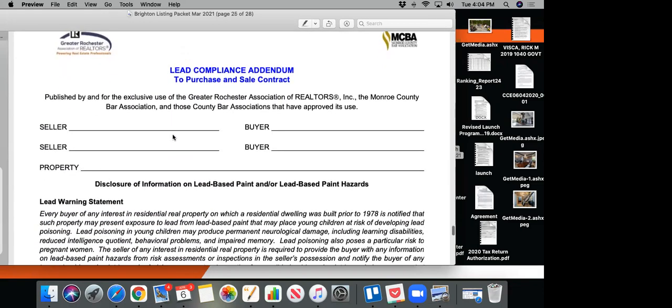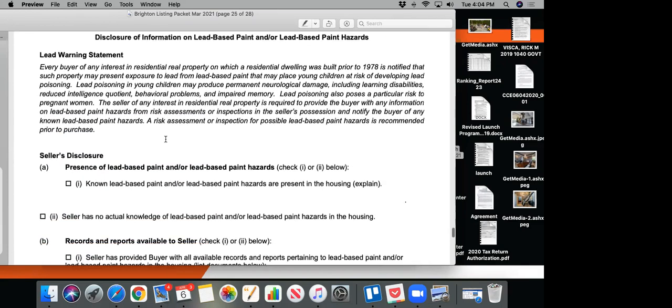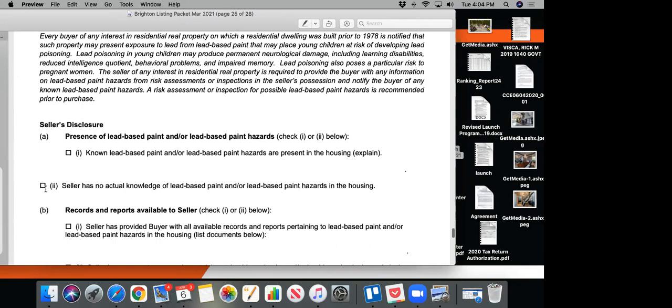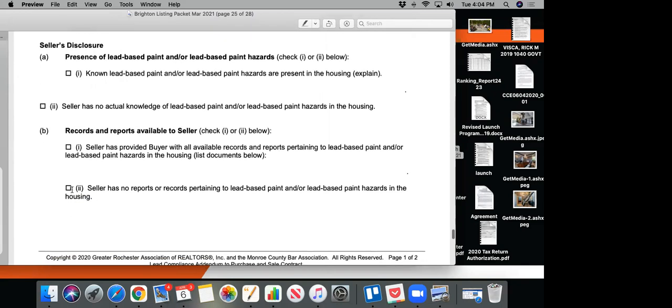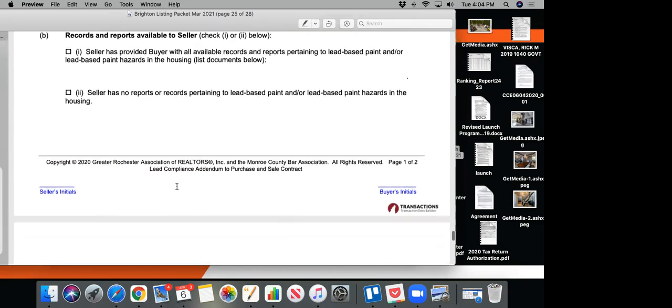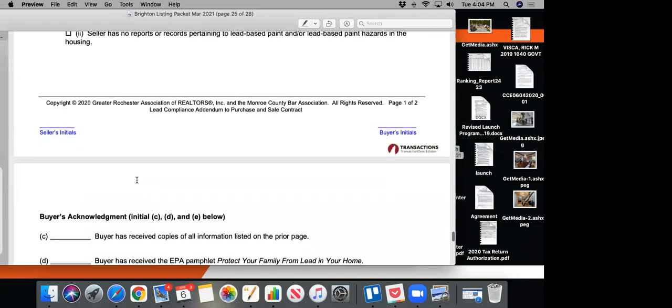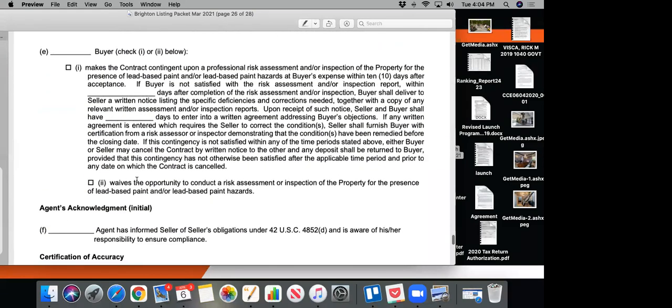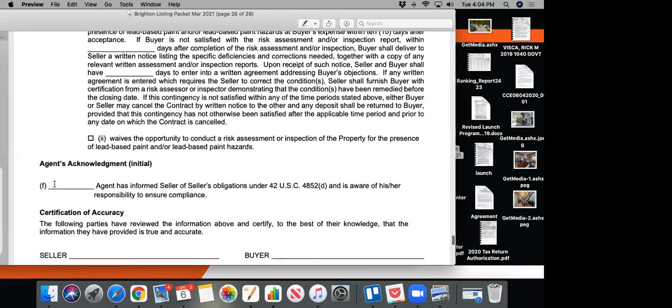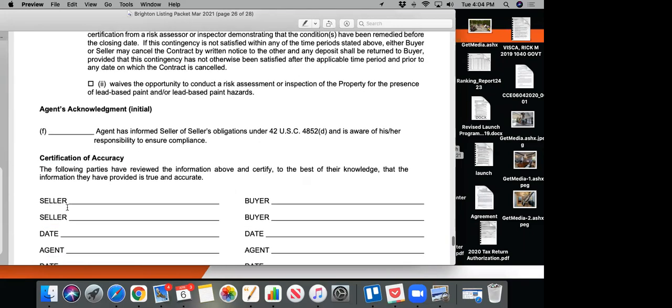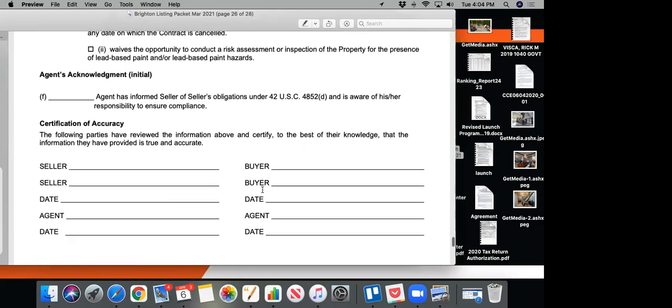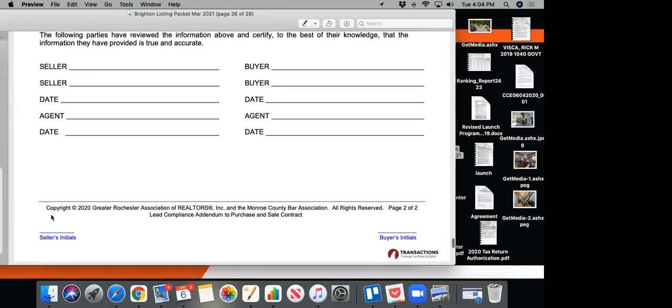Lead compliance. This is for houses built prior to 1978. Most of the time they have no knowledge and they have no reports. They need to initial. We have to initial that we have informed the seller of their obligations. They sign and we sign and we both date. And they have to initial the bottom here.